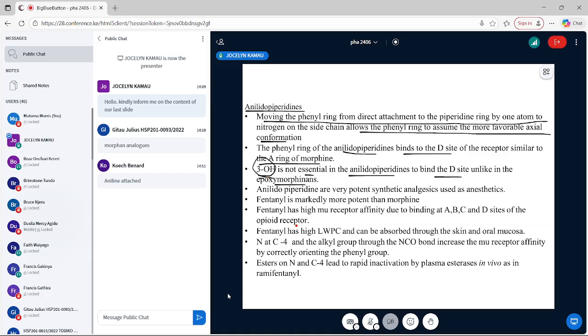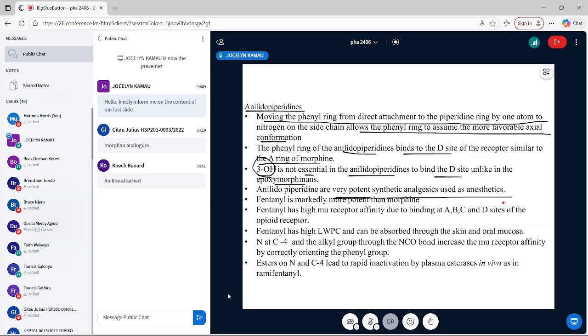The 3-hydroxyl group was found not to be essential. The anilidopiperidines are very potent synthetic analgesics used as anesthetics. So they are used in the theater, both for pain and as anesthetics, because they are very, very potent. And we have said the potency is only because of one thing: the flexibility of that molecule, such that when you get the axial conformation, it binds the opioid receptor optimally.